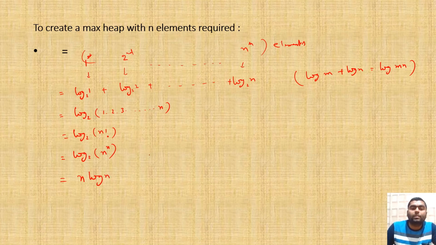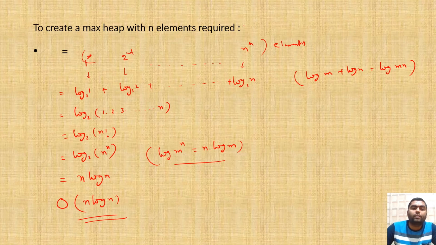So here I am using one formula, that is log m raised to the power n equals n times log n. So this is the identity which we are using. So n log n. This is nothing but the time complexity to insert n elements into the max heap. So order of n log n.